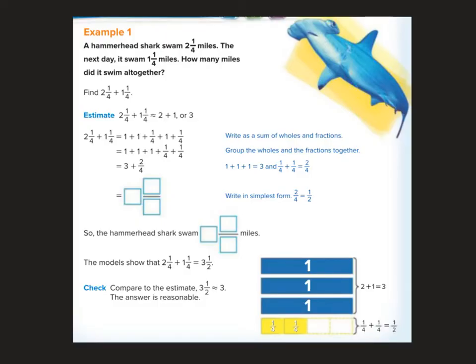A hammerhead shark swam 2 1/4 miles. The next day, it swam 1 1/4 miles. How many miles did it swim altogether? Okay, so we've been estimating with mixed numbers. So I know that 2 1/4 is close to 2. 1 1/4 is close to 1. So when I add 2 plus 1, I'm going to get 3.